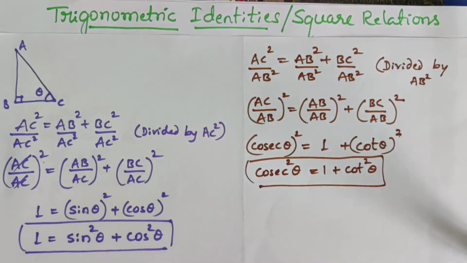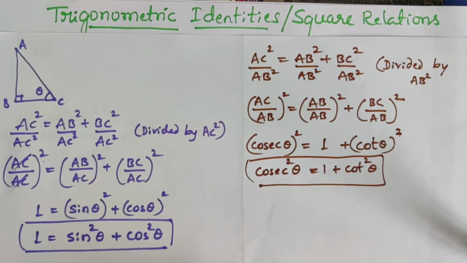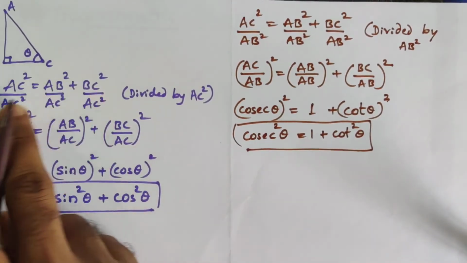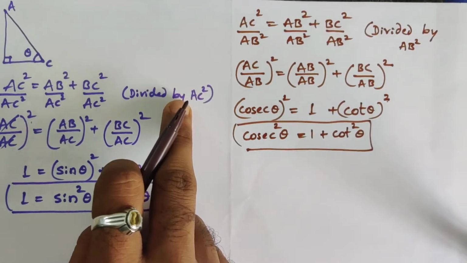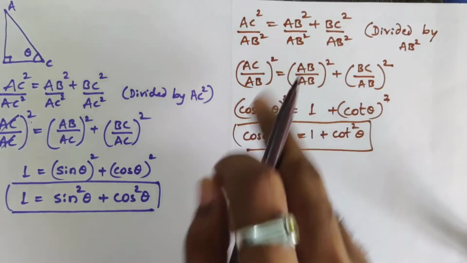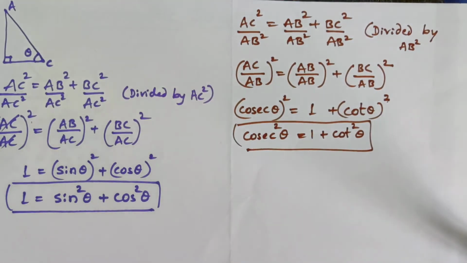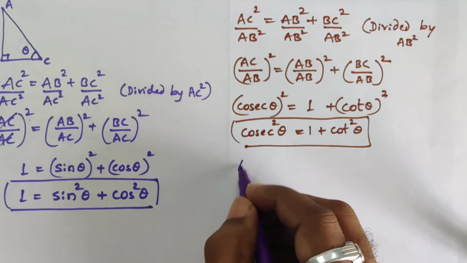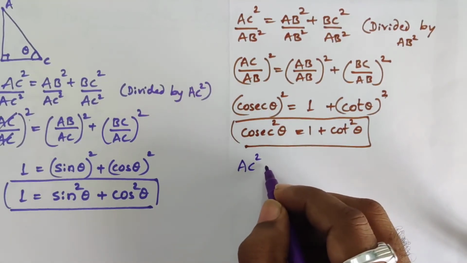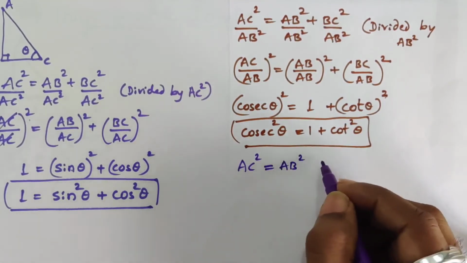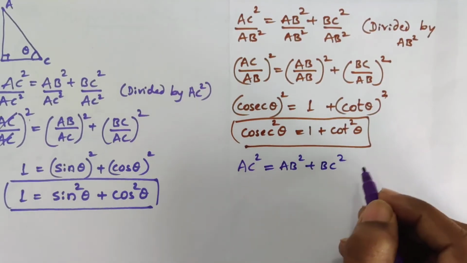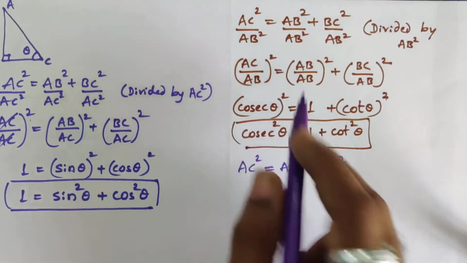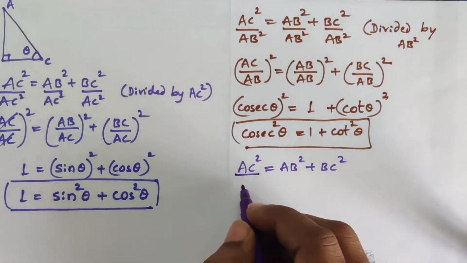Same way we have one more relation. In the first Pythagoras theorem, both sides were divided by AC square. The second time both sides were divided by AB square. Now if you divide both sides by the third one, BC square, what will happen? Writing the Pythagoras theorem, AC square equal to AB square plus BC square. Once we divided by AC square, then AB square, now we will divide by the last one, that is BC square.